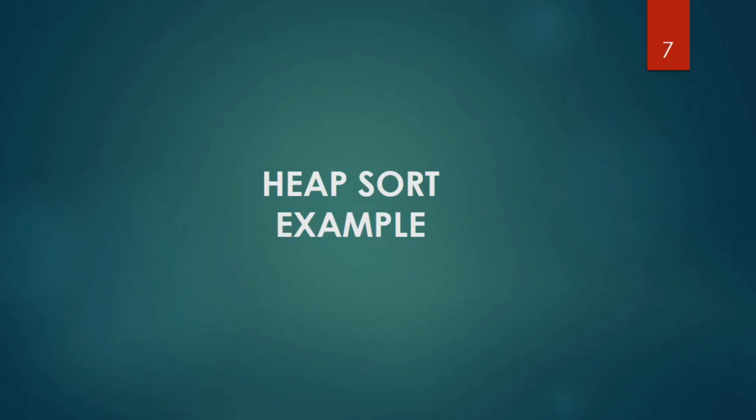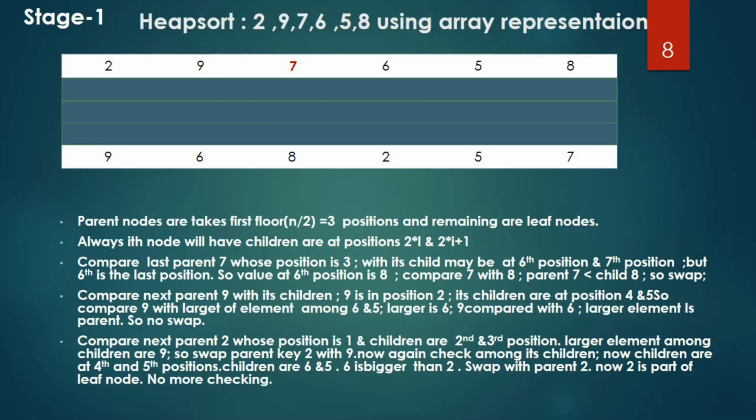Let us understand heap sort with an example. Let's consider the set of elements 2, 9, 7, 6, 5, 8. I am going to apply heap sort on this set of elements. The first stage says construct a heap. So here I am using the bottom up heap manner.